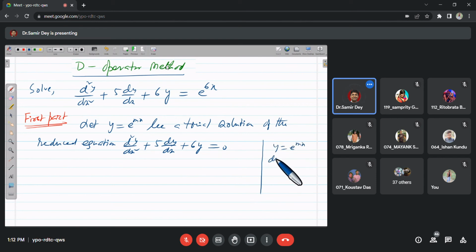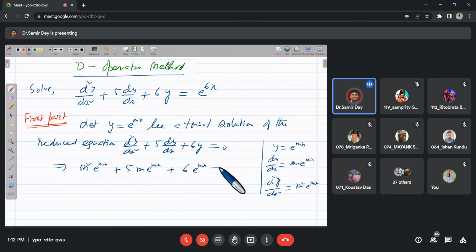Now you differentiate this. dy by dx equals m e to the power mx. d square y by dx square equals m square e to the power mx. Correct? Simple derivative. So now you substitute all these derivative values into this equation. So you write down m square e to the power mx plus 5m e to the power mx plus 6 e to the power mx equals 0. Please check. Is it clear to all of you? Yes, sir. Okay, the second derivative part is coming here, the first derivative part is coming here, and the third part is y.